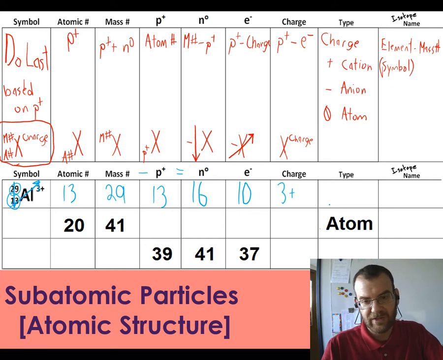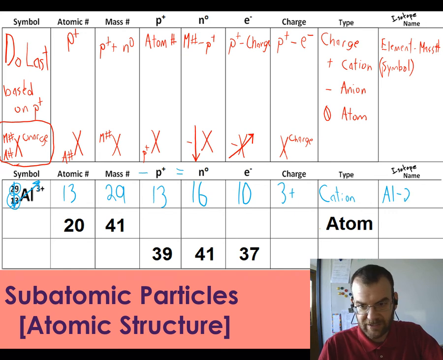Now the charge is a 3 plus. Whether you write this as 3 plus or plus 3, I'm fine, but it's more professional to do 3 plus than plus 3. But either way, this is a cation. Now the isotope name here, you're going to do the symbol aluminum, and then you're going to just do your dash of 29. Nice and easy, no problems whatsoever with that.